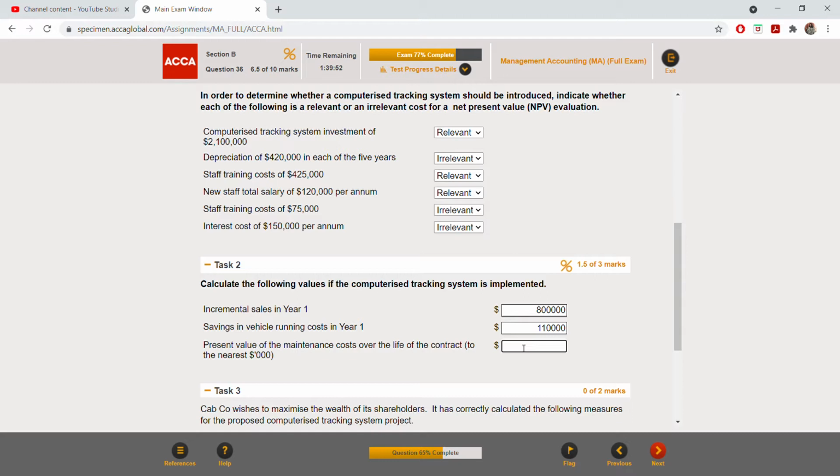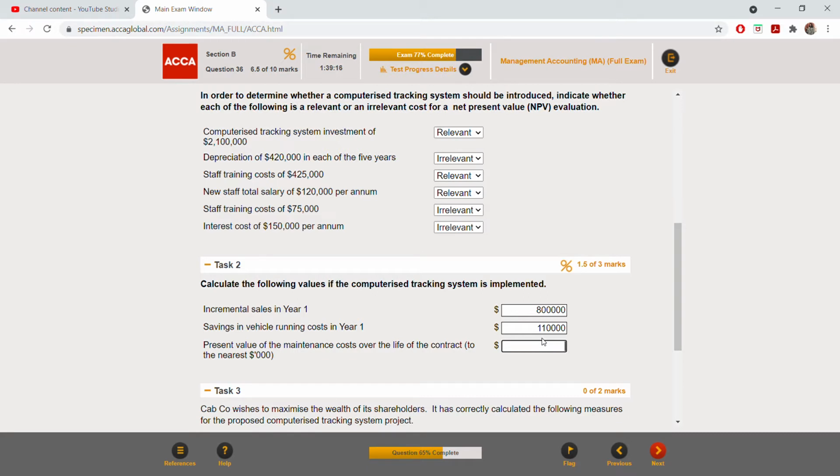Next. Present value of the maintenance cost over the life of the contract, to the nearest thousands. Present value of the maintenance cost over the life. The answer they have given in the main answer is a range. Range means it does not have a specific answer. Your answer can range from that category to that category.